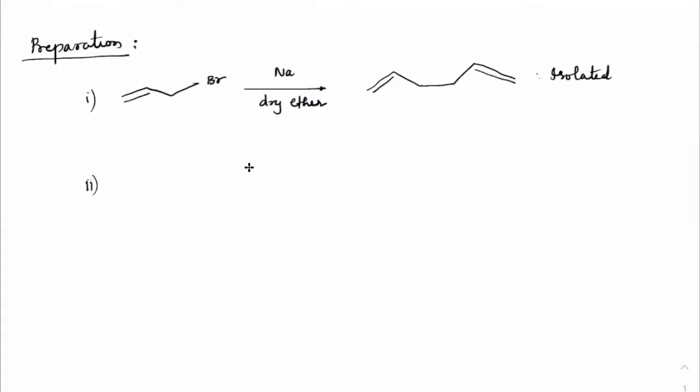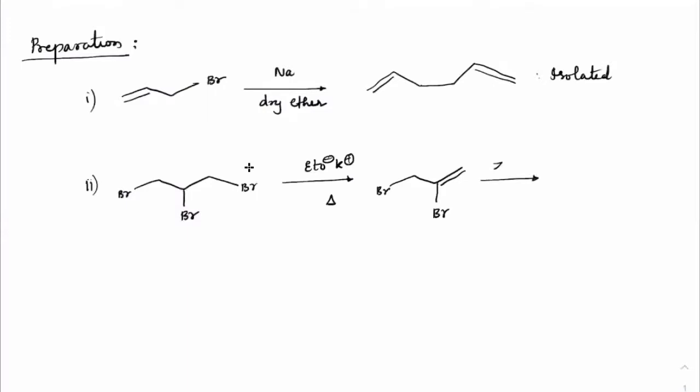Second, let's say we have Br on this side, Br here, as well as Br here, and I treat that with EtO minus K plus and heat. So it would go for dehydrohalogenation, E2 mechanism. So first you will get a double bond here, Br and Br, right? Then again we react that with zinc or magnesium.